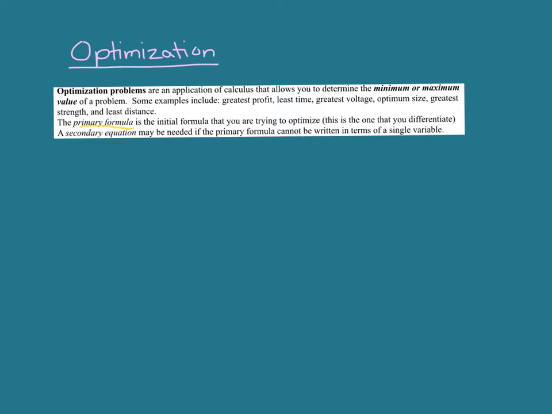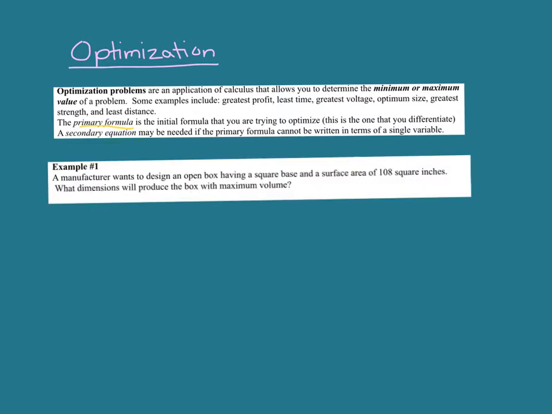So let's just go ahead and do an example. We have a manufacturer who wants to design an open box that has a square base and a surface area of 108 square inches. We want to know what dimensions will produce the box with maximum volume. So in this case, we are trying to maximize our volume. So the volume equation is going to be our primary equation. That means that this is the one we want to differentiate.